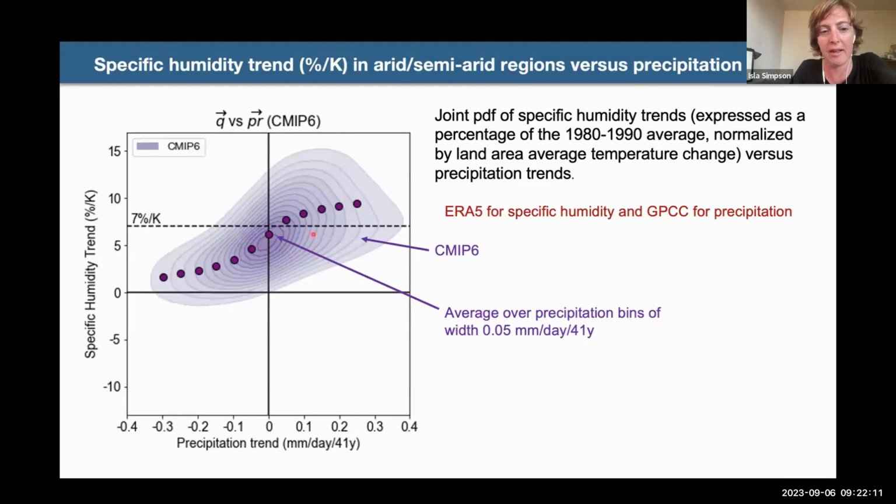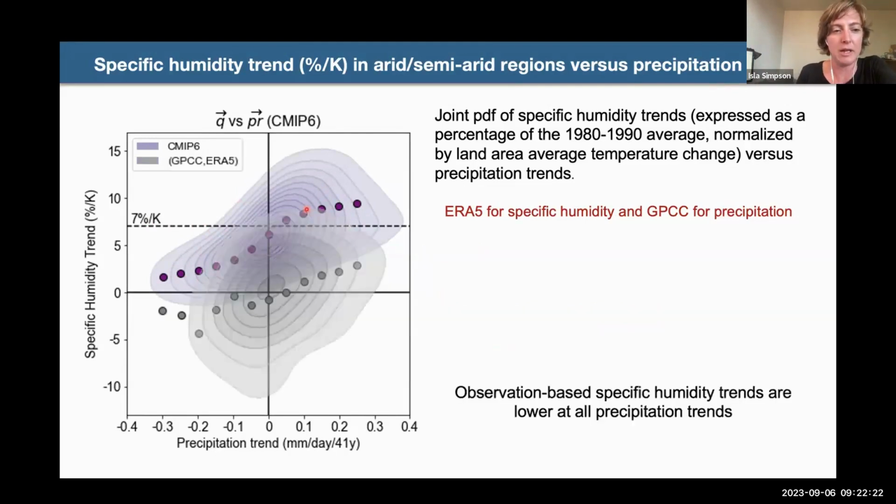So this is pretty analogous to what I showed you over the Southwest across members, but now we're looking at it across space. And because we're looking across space, we can now also look at this in the observation-based data. And this is what we get in the observation-based data. And what you see is that the observation-based distribution is offset from the model distribution at all precipitation trends.